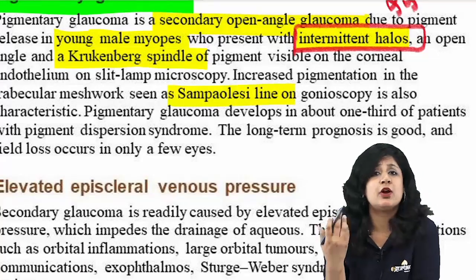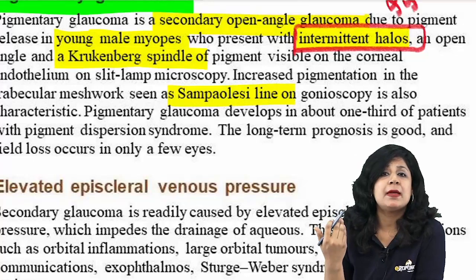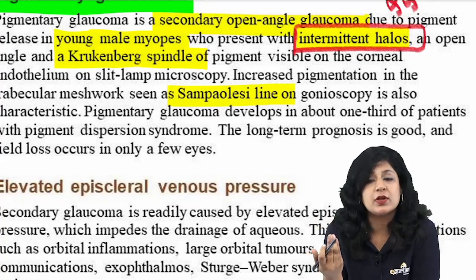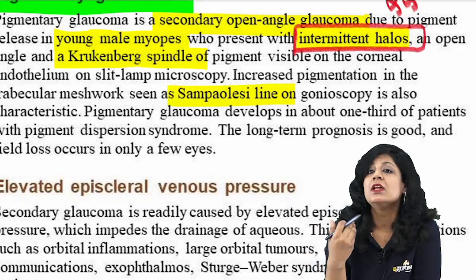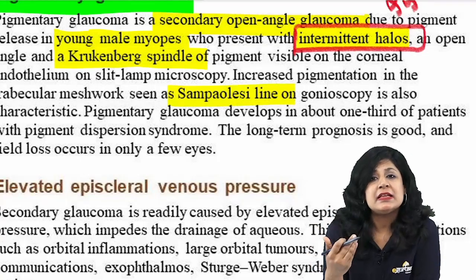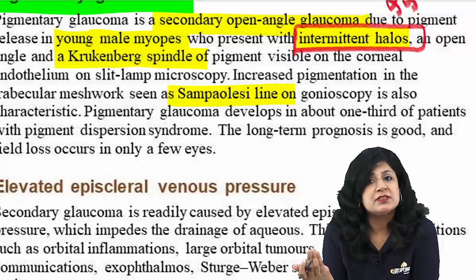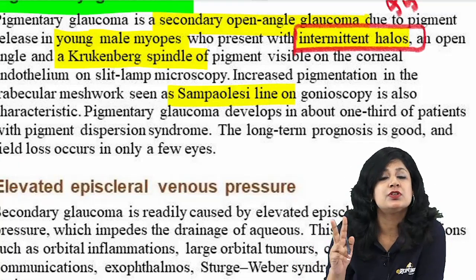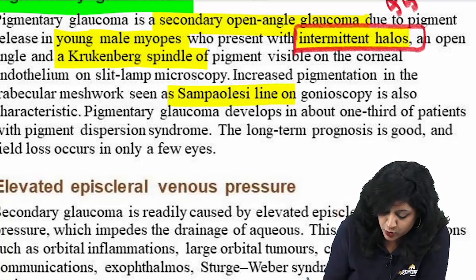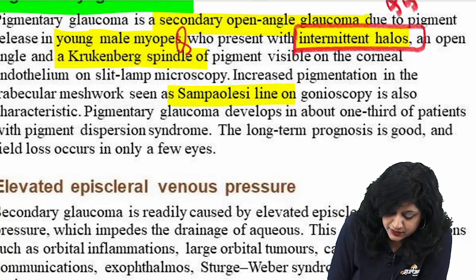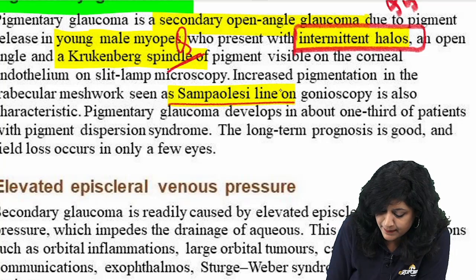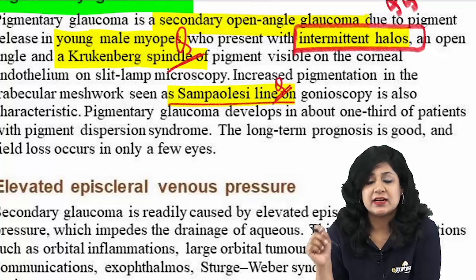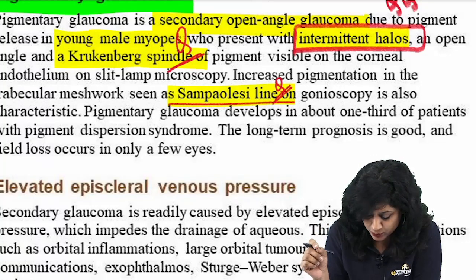Now, when you are having a lot of pigments, you can have the pigments on the back surface of the cornea, that is called Krukenberg spindles. You can also have the pigments along Schwalbe's line. Schwalbe's line is the prominent end of the Descemet's membrane of the cornea, and that is why it is said that there are two important features of your pigmentary glaucoma. One is your Krukenberg spindles and another is Sampaolesi's line. Krukenberg spindles and Sampaolesi's line are the two important features of pigmentary glaucoma.